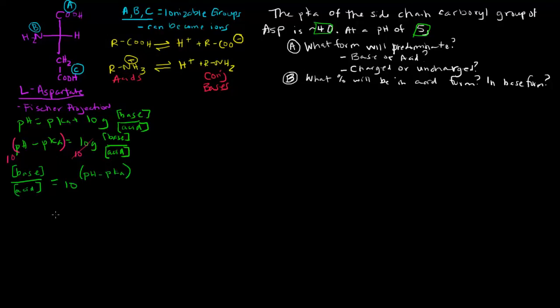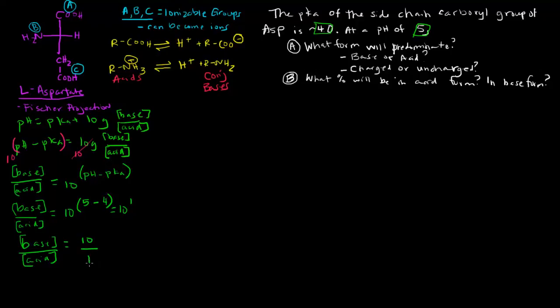Now all we need to do is plug in these values. The base to acid ratio will equal 10 to the pH, which is 5, minus our pKa, which is 4, so 10 to the 1. And 10 to the 1 is 10. So what does that mean? I don't want to write it just as 10. Although the base to acid ratio is 10, it's not just 10.